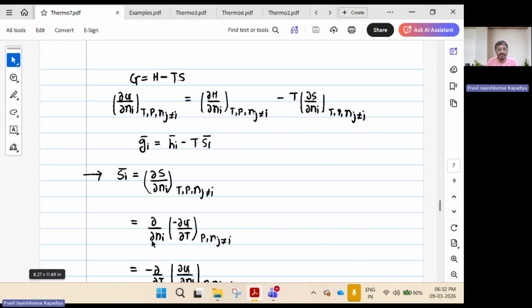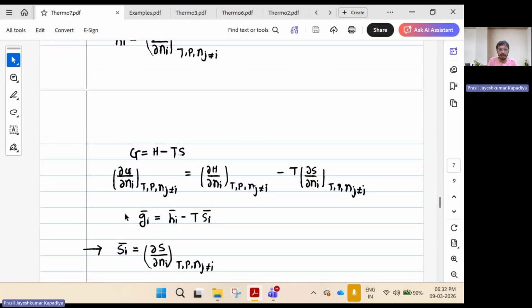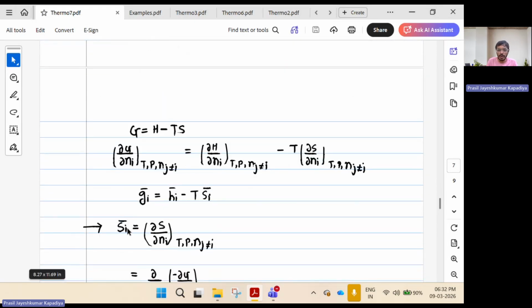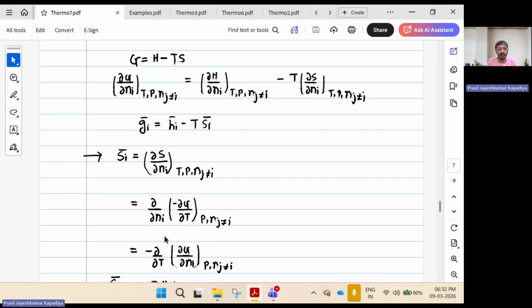Okay, so let's try to see what Si bar will give us in terms of chemical potential. Si bar we have defined as del S del Ni at T, P and j not equal to i. So my del Ni. Now, how can I write my S? S can be written from the Maxwell relation as minus del G del T.